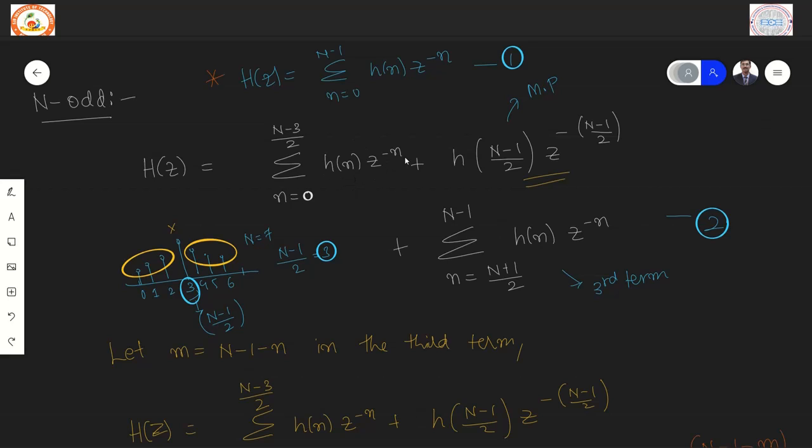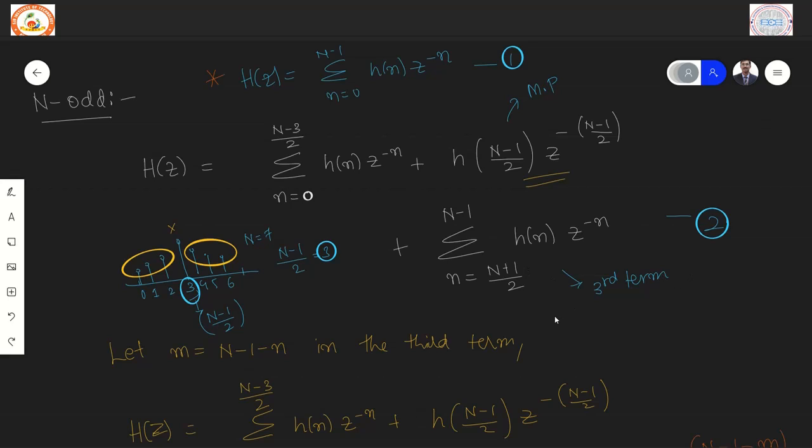The quantity inside the summation is the same for the left and right half. Next, we have the center element. The center element is situated at index n equal to (N minus 1) by 2. Therefore, putting n as that particular value, we get the term h of (N minus 1) by 2, z power of minus (N minus 1) by 2. This is a single term. Once again, for the right half, we have the index which starts from (N plus 1) by 2 till N minus 1, and the summation quantity is the same as the first term. So this equation is called equation number 2.